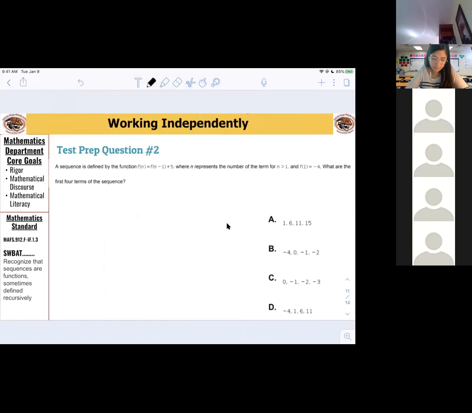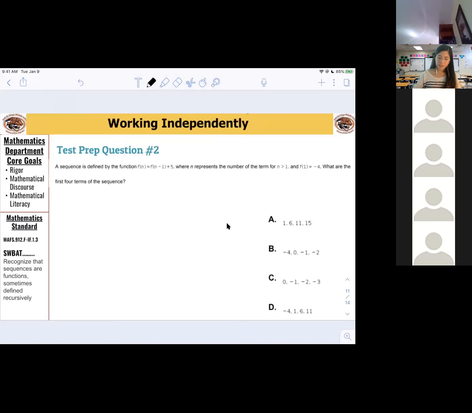A sequence is defined by the function f of n equals f of n minus 1 plus 5, where n represents the number of the term, for n greater than 1, and f of 1 equals negative 4. What are the first 4 terms of the sequence?